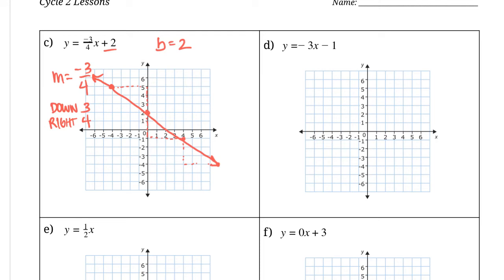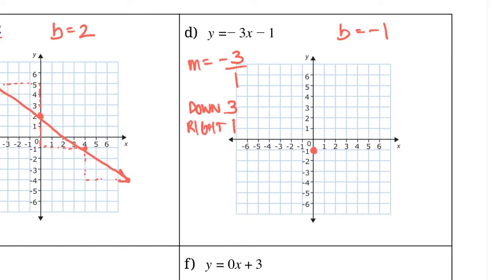All right, next question. B is negative 1, so we know that that starts here. And the slope is telling us it's negative 3. And of course, same as the other questions that were like this, to turn that into a fraction, we can just put it over 1. Always put it over 1. So this is telling us down 3 and right 1.